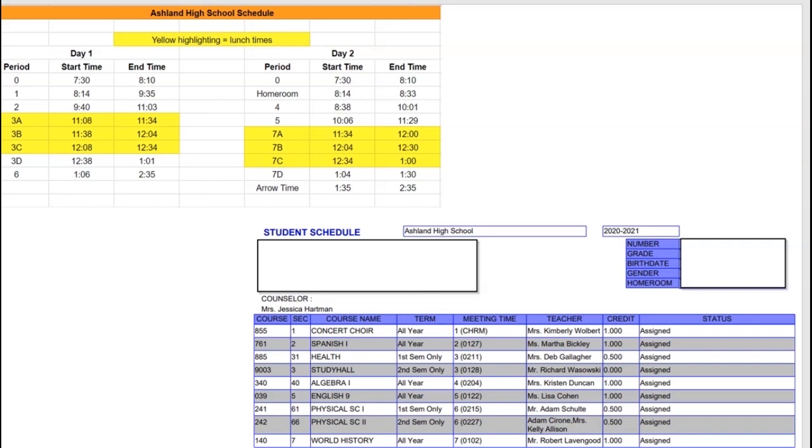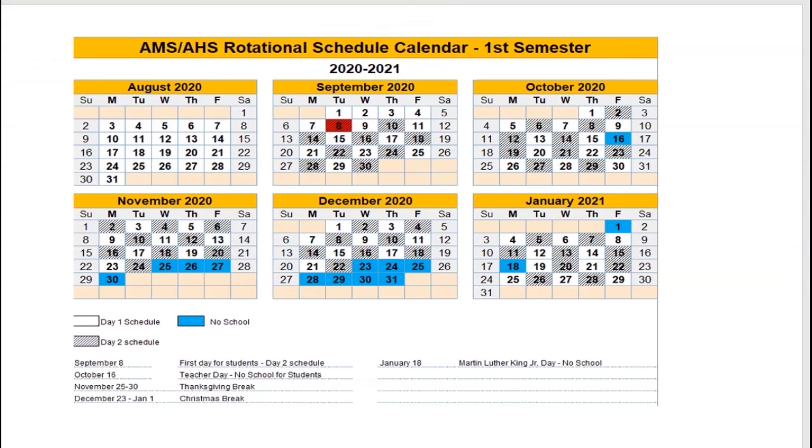So that is a breakdown of our rotating schedule. And again, we've got this published in our newsletter, and I believe the newsletter is published on the website too, just in case you need it again. But this is how our schedule will rotate. So any of those shaded days are day 2 schedule. So we're going to start on September 8th on a day 2 schedule, and then any of the days that are not shaded are day ones. So this should get us through first semester, and then we'll put out another schedule when we are done there.